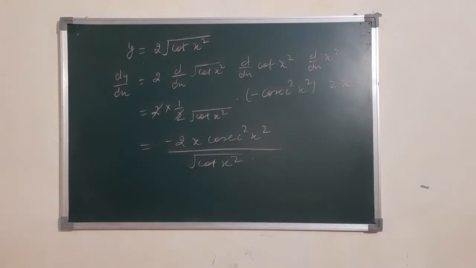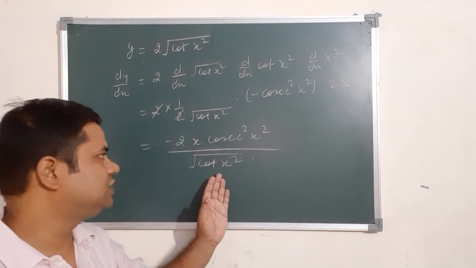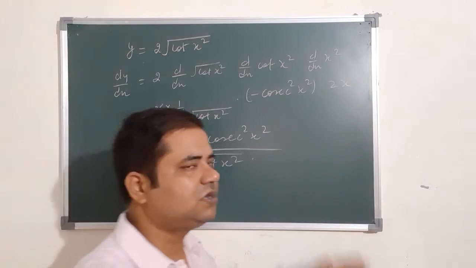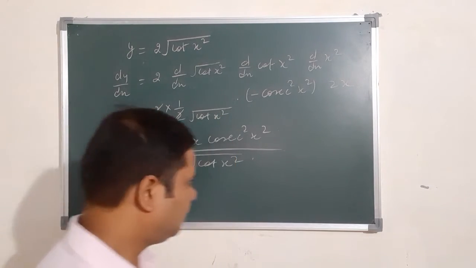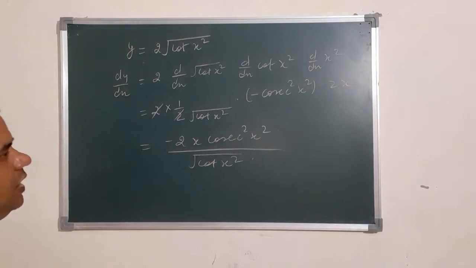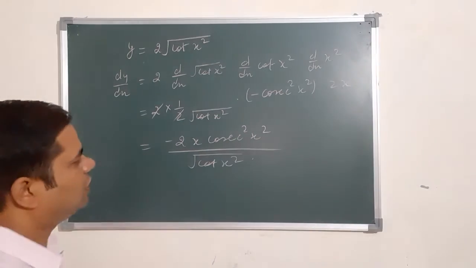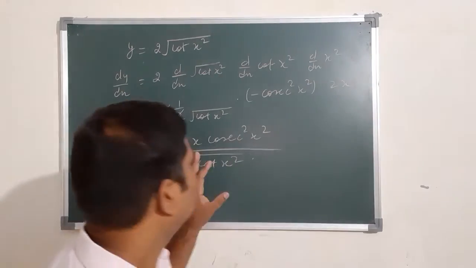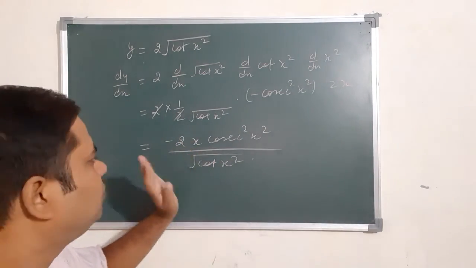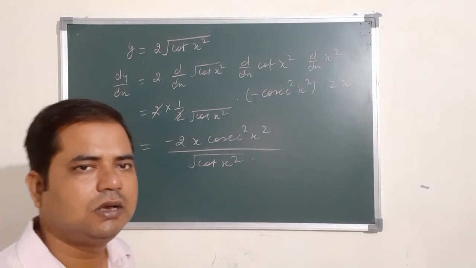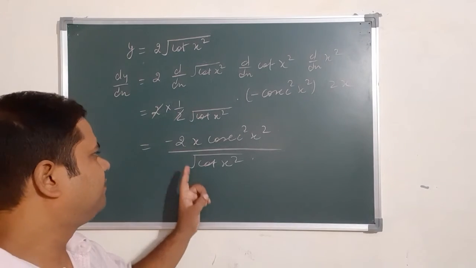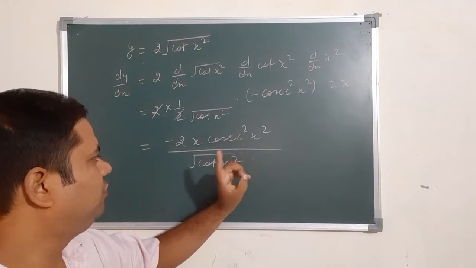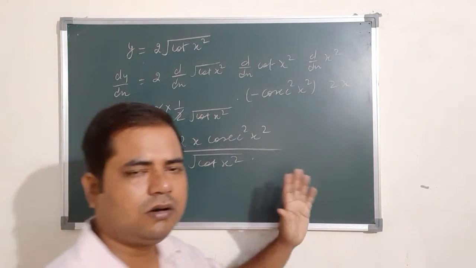So maybe this is the answer, but maybe this answer is not matched with your book. So you just try to convert it into sine cos, and you will get your book answer. It doesn't matter whether the answer will match or not, but the question is correct, the solution is correct. So please try to understand this is the solution. Okay, because maybe in the book the answer is given in sine form or another form.